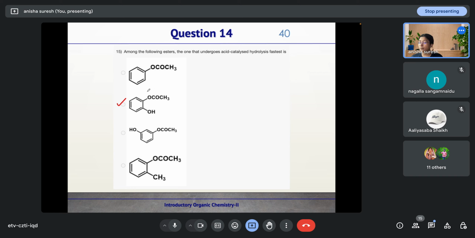At the ortho position, it will be nearest to the carbonyl carbon, and it can have more influence on the carbonyl carbon. But here it is at the meta position, so this will have less influence. And here the CH3 is an electron donating group, so it will make the carbonyl carbon less electrophilic. Okay.